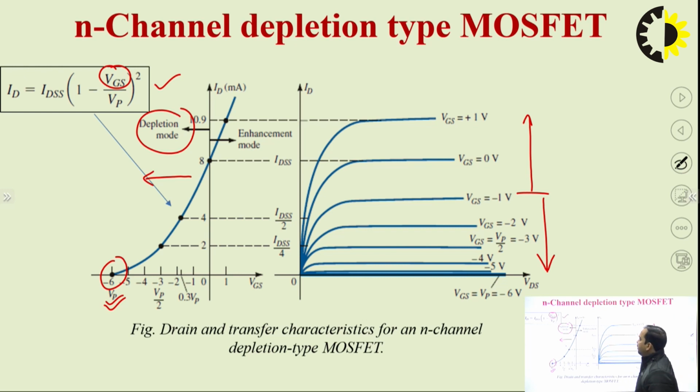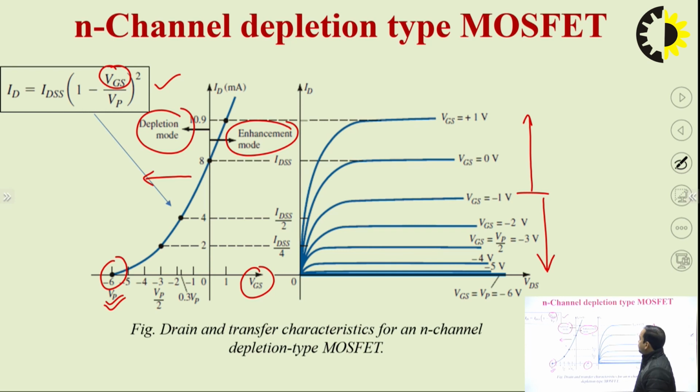Whereas if we increase the value, meaning if we make VGS positive, we are strengthening the channel, so ID increases. So here we can say that if VGS is positive, ID increases. This particular region is known as the enhancement mode of operation. So this is called transfer characteristics.